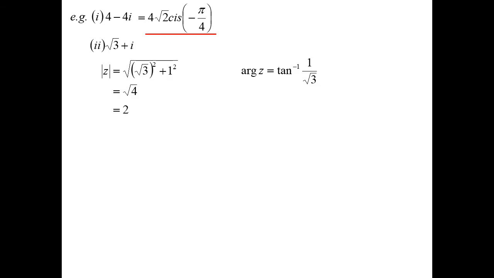So 4 minus 4i, if I did put it in the cis notation, 4 root 2 cis minus pi on 4. Root 3 plus i. Well, modulus is 2. Argument, well this time they're both positive, so I'm looking for an acute angle. We're in the first quadrant. So pi on 6. 2 cis pi on 6.